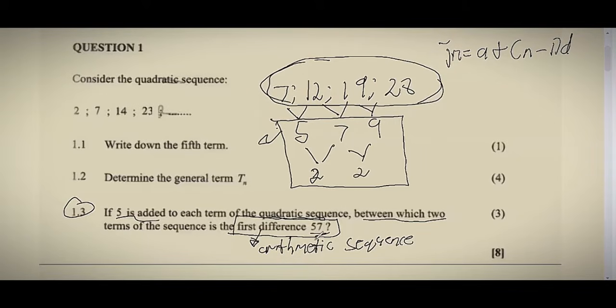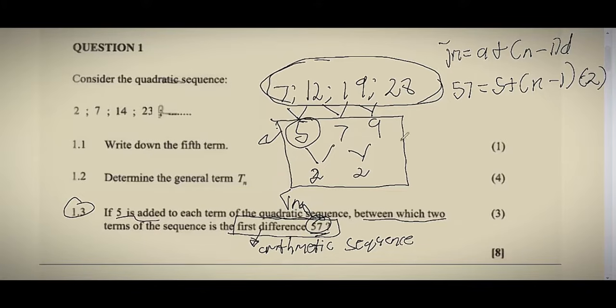Now they're saying between which two terms of the sequence is the first difference 57. Now that means 57 is my Tn, but this is Tn for the arithmetic sequence, note. So I can just substitute 57 here. Then what's my a? The a here is the first term of the first difference, right? So that's 5. We have 5 here, and then plus n, I'm looking for that term. Remember, they said between which two terms, (n minus 1). And then here, this is d, that's 2.